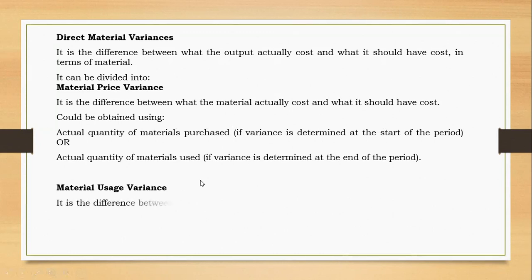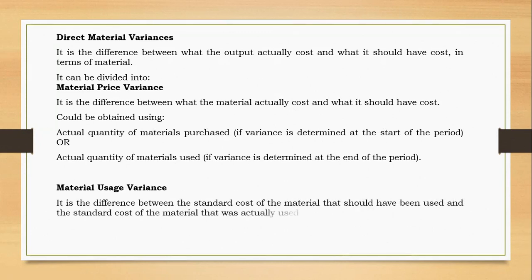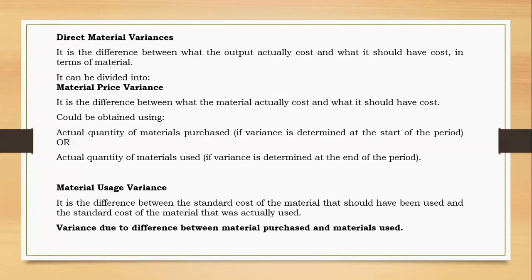As for the material usage variance, the prices stay the same, but the quantity differs: the actual quantity used and the quantity that we expected to use. We have to know that. And lastly, you can have a variance due to the difference between materials purchased and used. Let's say you're doing a question where materials purchased and used are different. You could have it, so I just decided to write it down.